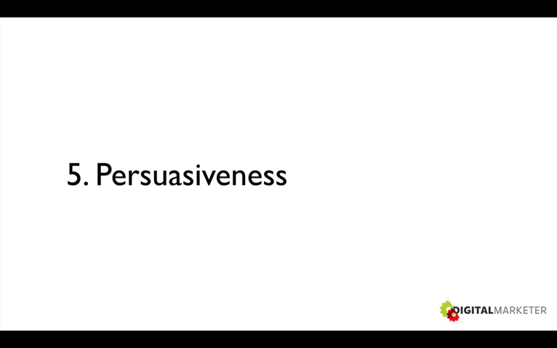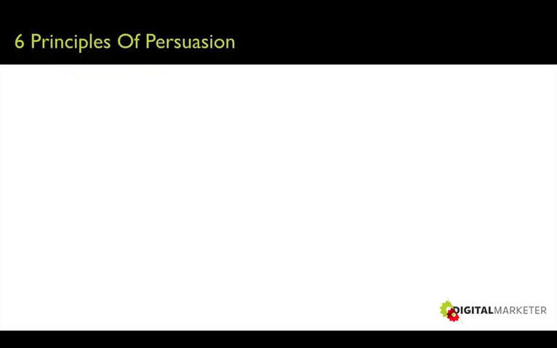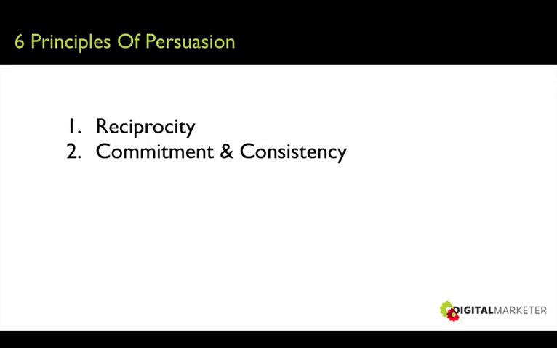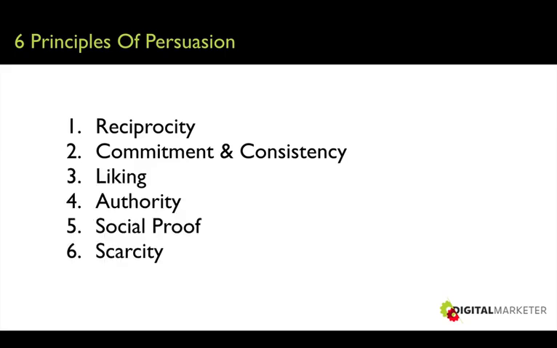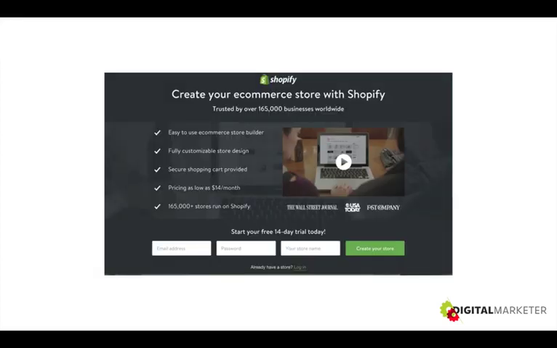Okay? So now finally moving into the 5th point, which is persuasiveness. And persuasiveness we talked about earlier on, so I'm not going to get too in-depth here, but there's the 6 principles of persuasion. There's reciprocity, commitment and consistency, liking, authority, social proof, and scarcity.